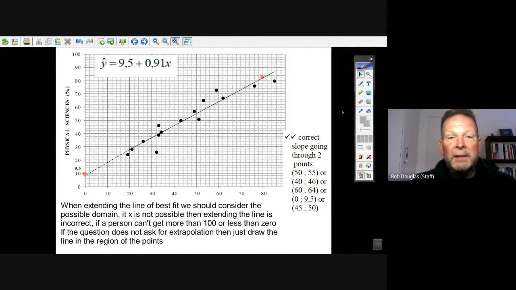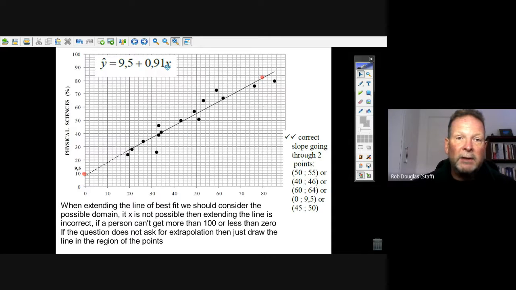Okay, this is the second question. In your diagram sheet, in your workbook, you're given this actual graph here. In 2020, they asked you to sketch the line of best fit. Put the line of best fit in there.